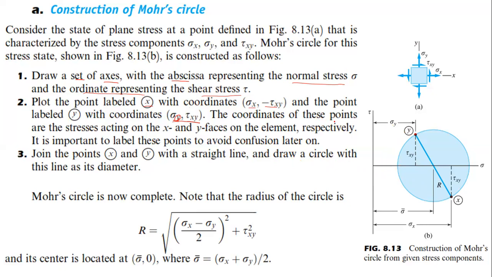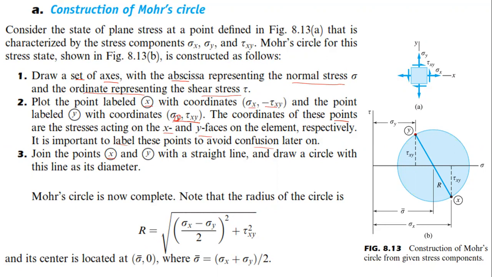So the coordinates of these points are the stresses acting on the x and y faces of the element respectively. It is important to label these points to avoid confusion later on. So join the points X and Y with a straight line and draw a circle with this line as its diameter. Okay, that's it. So after we draw the segment XY, we draw a circle with it as the diameter. Then that is our Mohr circle.